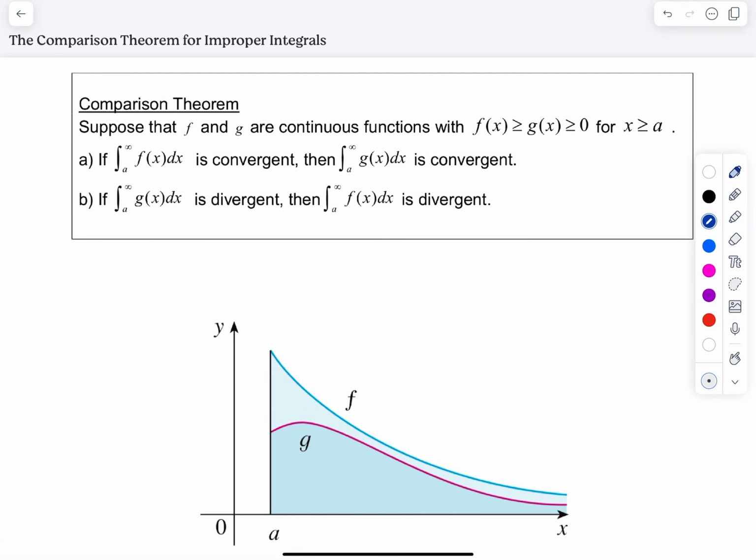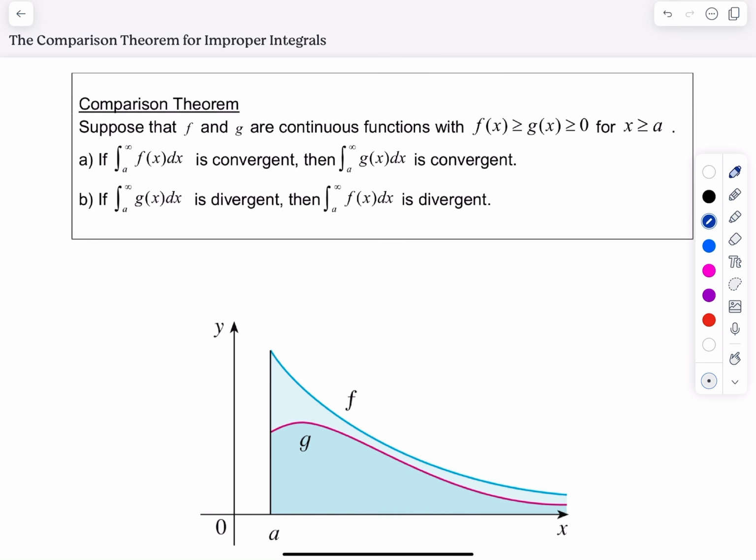In this video, we're going to learn about the comparison theorem for improper integrals. So first we're going to go over the statement of the comparison theorem and then work through several examples so that you can become a professional at mastering this concept. So here's the basic statement.